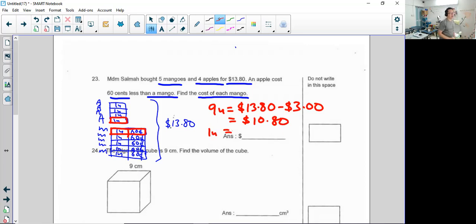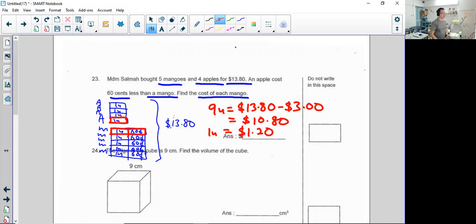Okay, 1 unit. So how to avoid decimals? You convert to cents, then become whole numbers already. Then you take 1,080 cents divided by 9, and you will get how much? So 1,080 cents divided by 9, you will get 120 cents. And then you change it back to dollars and cents.